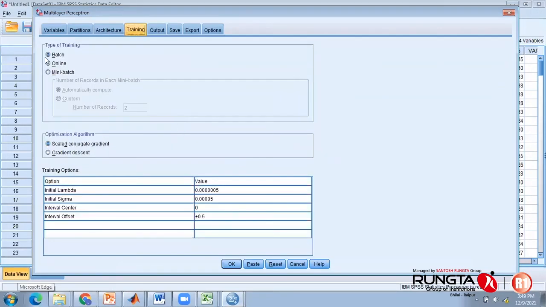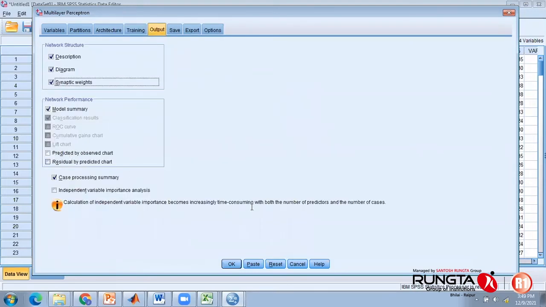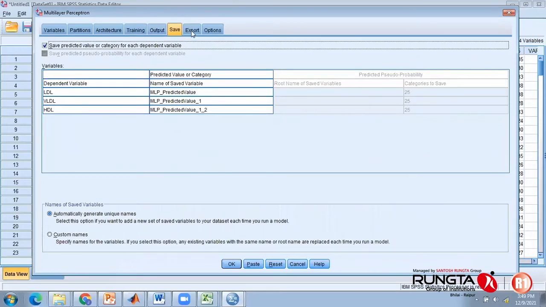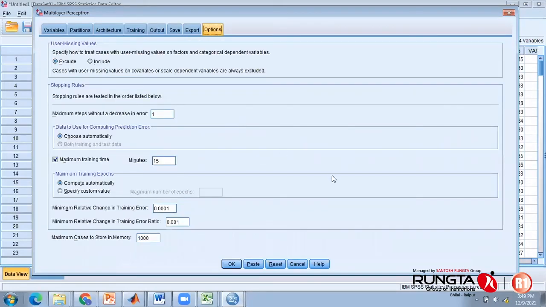Then training. There are 2 optimization algorithms. Here we don't have Levenberg-Marquardt. You have gradient descent and scaled conjugate gradient. So let's start with scaled conjugate gradient. In output I need synapses. In MATLAB, you don't have synaptic weights. Predicted by observed chart, independent variable analysis, save results for predicted values. I don't want to export anything. No other option. Okay, so what I can do now is say OK.